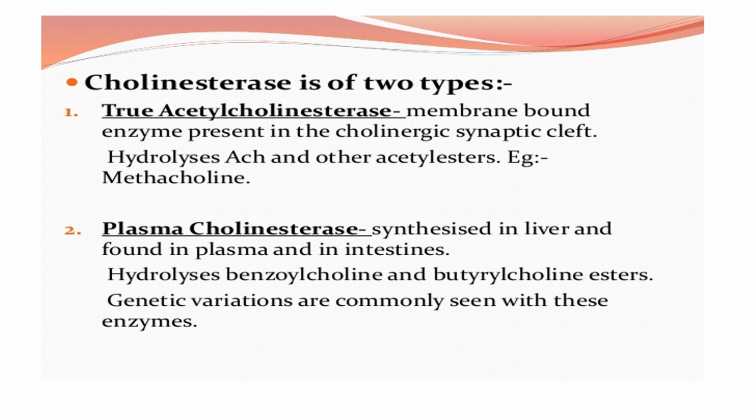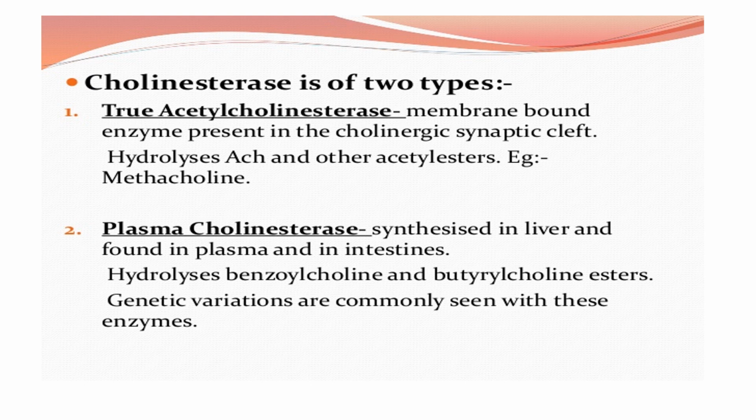The second one, plasma cholinesterase, otherwise known as non-specific pseudocholinesterase, is synthesized in the liver and found in the plasma and intestine. This hydrolyzes benzoylcholine and butyrylcholine esters. There will be genetic variation in this type of enzyme. This is important for one drug that is hydrolyzed by plasma cholinesterase, since its absence will lead to toxicity. So you should study cholinesterase.